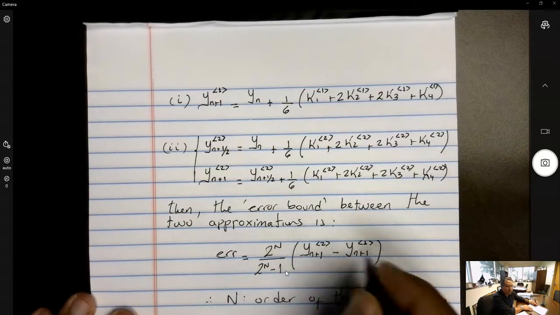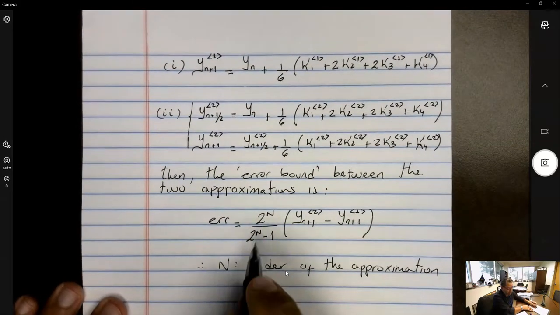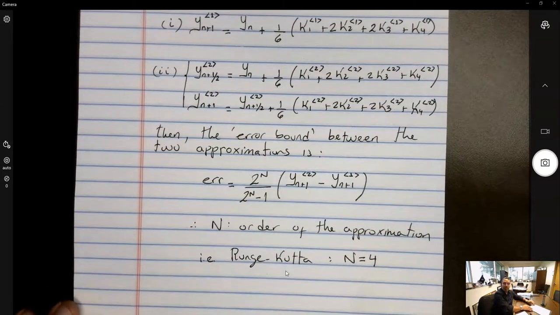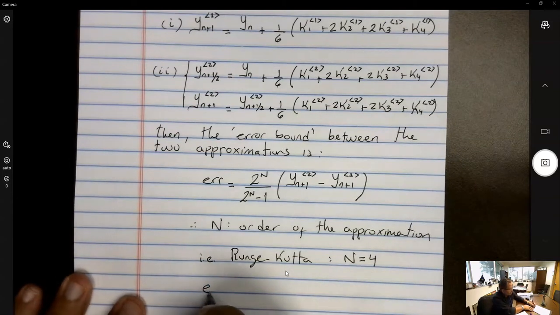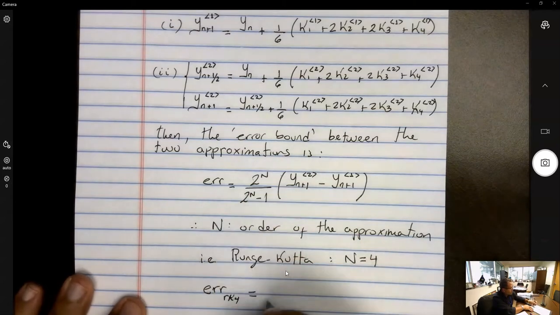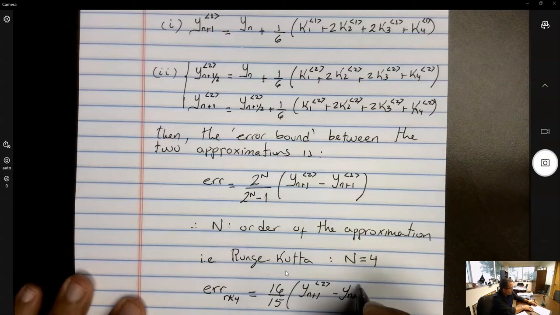So this is a general expression that you can use with whatever order approximation, but we know that for Runge-Kutta, the order of the approximation is n equal 4, because Runge-Kutta is fourth order accurate. It's delta t to the power of 4 convergence accurate. So the error for Runge-Kutta 4 is equal to 2 to the power of 4, which is 16, divided by 15, times y_{n+1} second estimate minus y_{n+1} first estimate.